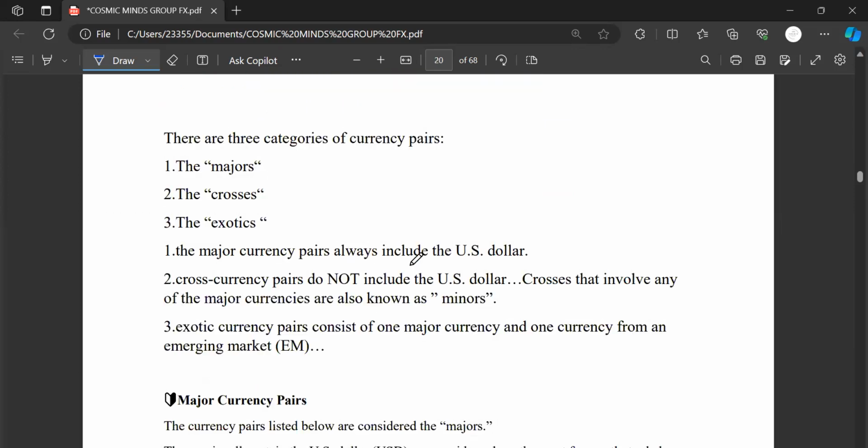Now, typically there are different types of currency pairs, right? There are 3 categories of currency pairs. We have the majors. The majors are what we just looked at.